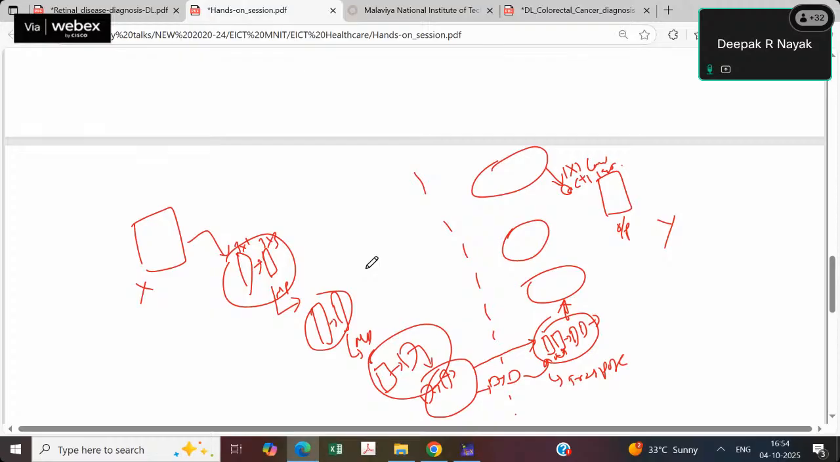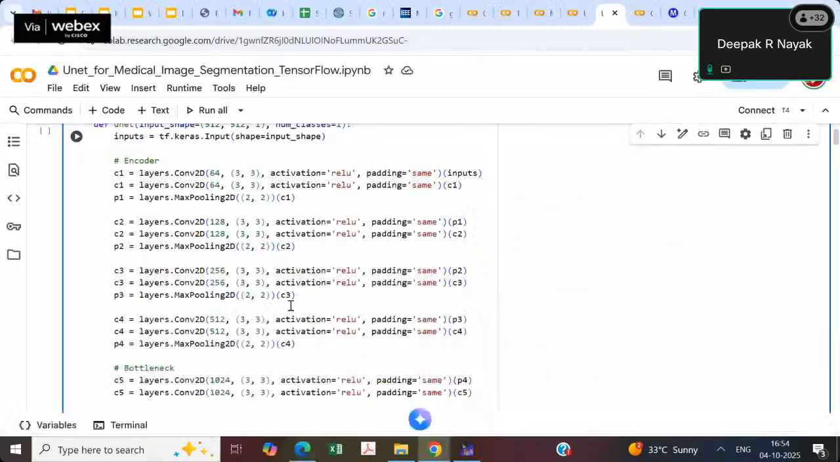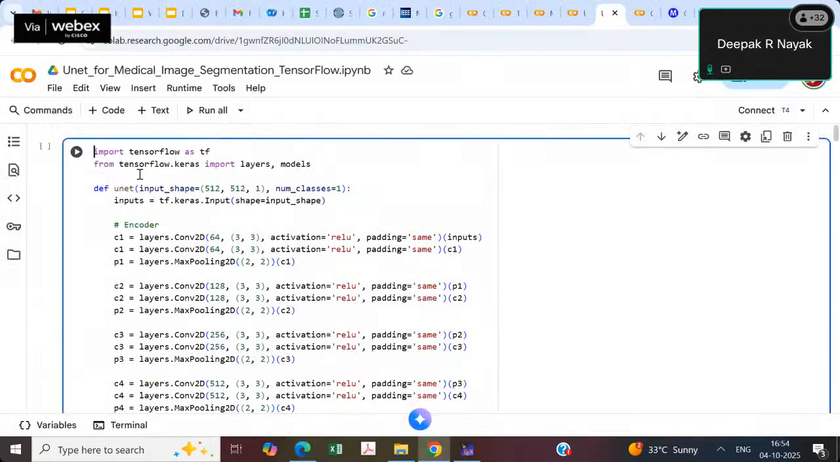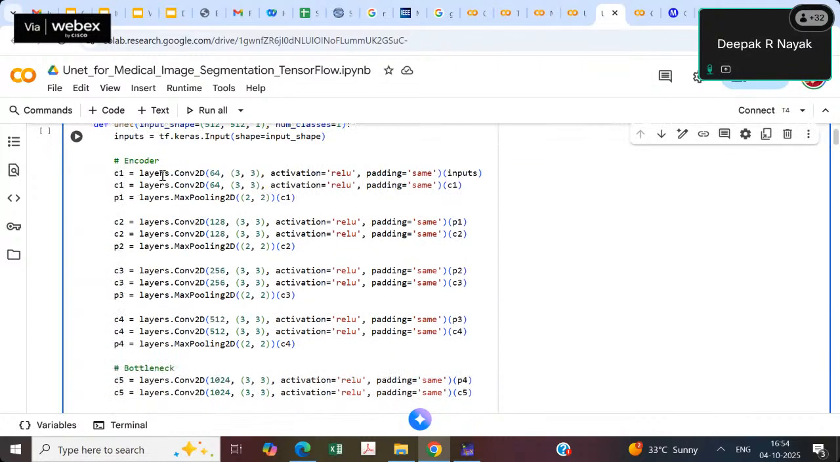So that is what we want to implement, right? So how to implement this architecture especially? Now you can see, using TensorFlow and Keras, I've imported the layers and the other things. You see how the UNet can be implemented easily. In the encoder part, as I mentioned, it consists of 4 stages. At every stage, we'll be having 2 convolutional layers followed by a max pooling layer. You can see here.